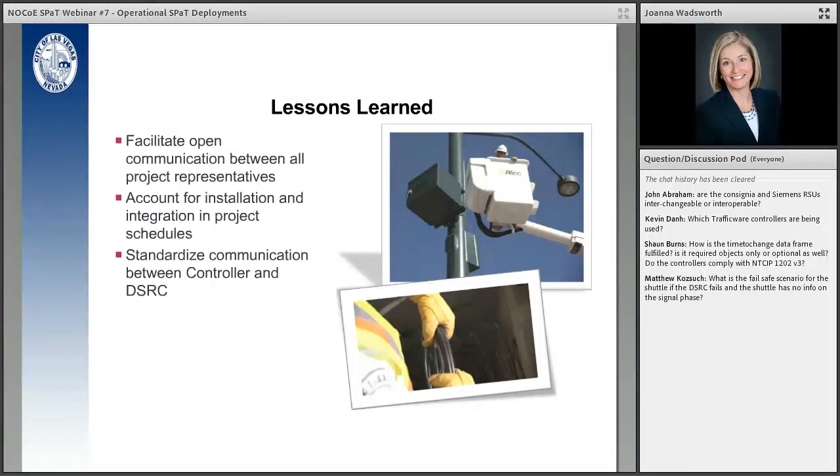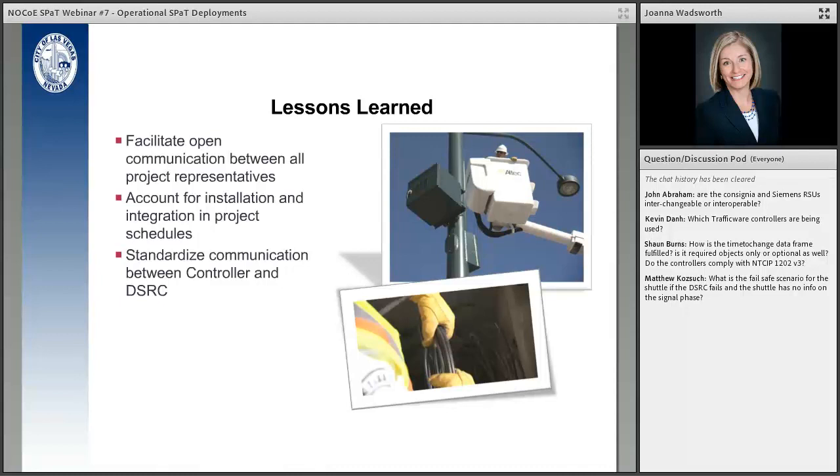As far as lessons learned go, over the last year, the city team has gained experience and knowledge during the DSRC operational deployments, as well as working with our RTC FAST partners. It's just really important to have open communication with all project representatives, from your public sector to the vendors you're working with. There most likely will be integration needed, and so coordination is very important throughout the project development.